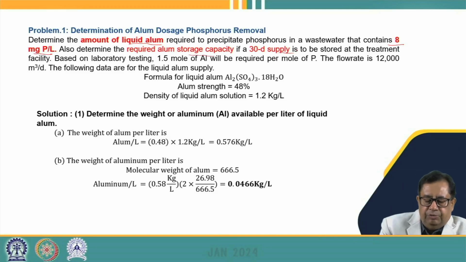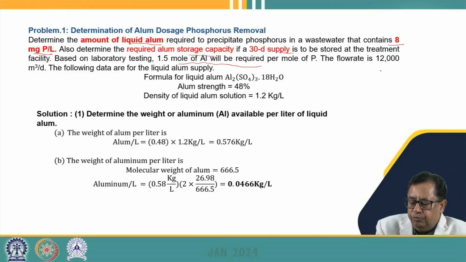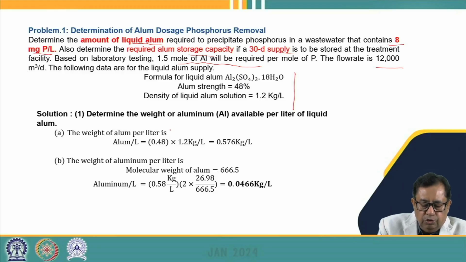We know, based on the laboratory test, that 1.5 moles of alum is required per mole of phosphorus, and the flow rate is 12,000 cubic meters per day. The alum strength in this case is 48%, and the density of the alum solution is 1.2 kg per liter. So first of all, we will calculate the weight of the alum which is required per liter.